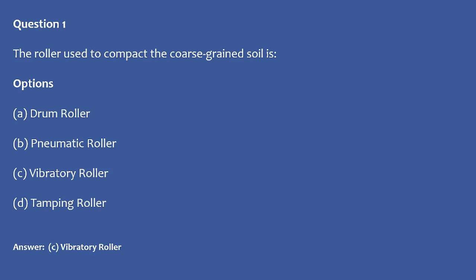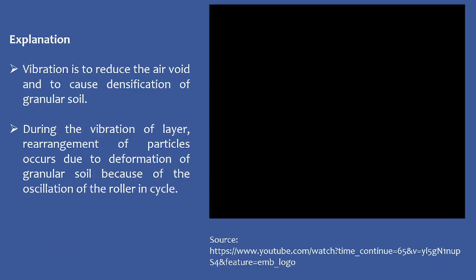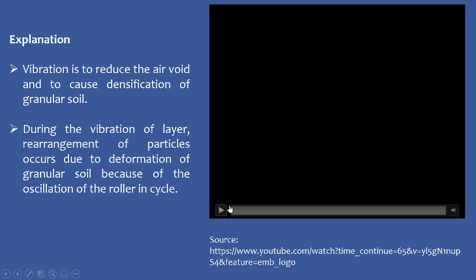The basic reason is that vibration can be used to reduce the air void, and correspondingly it helps in densification of the granular soil. Also, due to the vibration of the layer, there will be some rearrangement of the particles, and this rearrangement is happening due to the oscillation of the soil particles whenever they are subjected to vibrations. Just to give a brief idea of how compaction is done through vibration, here is one video.